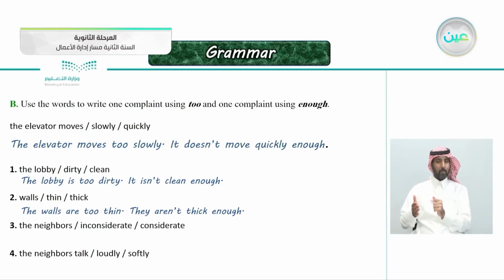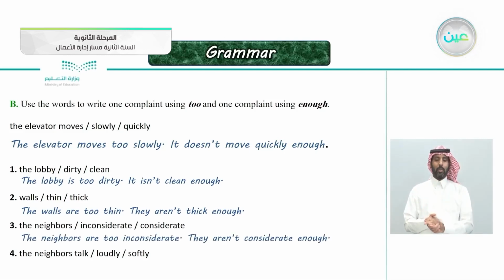Number 3, the neighbors, inconsiderate, considerate. So let's check the answer here. The neighbors are too inconsiderate. They aren't considerate enough. Number 4, the neighbors talk loudly, softly.